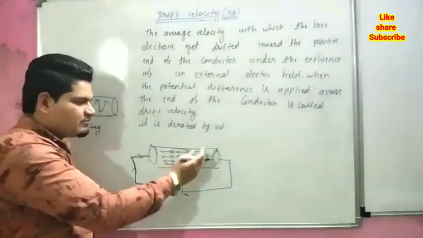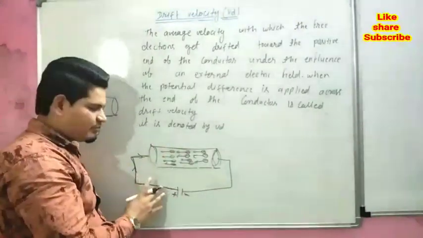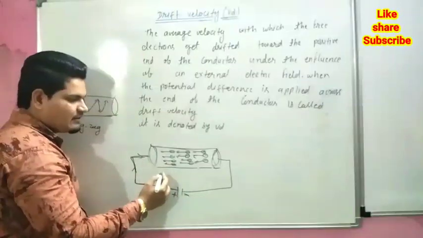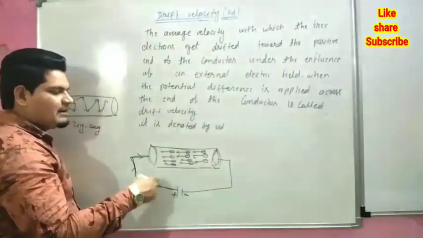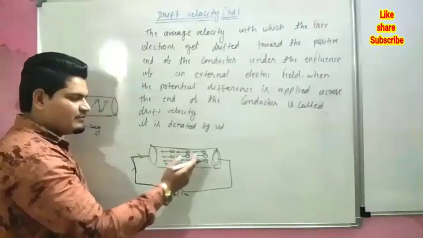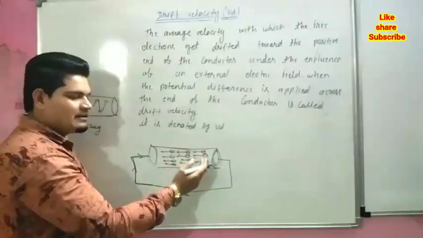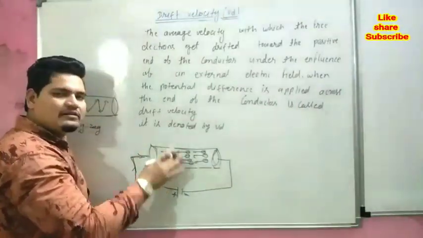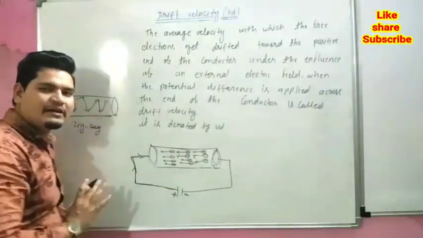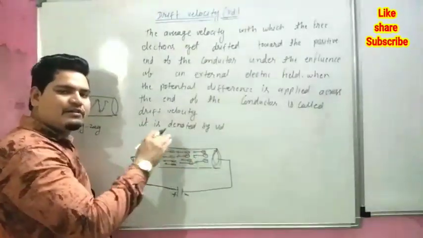So electrons move toward the positive terminal of the battery, but they collide with positive ions, so their velocity decreases. But they start moving toward the positive terminal again. When they start moving, their velocity increases, but due to collision their velocity decreases. Finally they move toward the positive terminal of the battery, but sometimes the velocity is high and sometimes it is low.